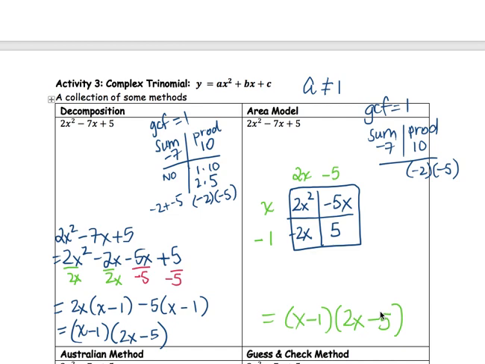Some of you might compare the methods, decomposition and area, and think, okay, well, area model is not bad. It's a little bit less writing. That's why some people might want to use this one sometimes. But again, I understand if you just want to learn it one way and no other, not multiple ways.